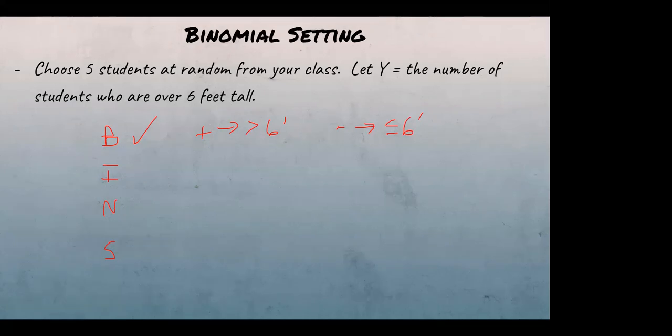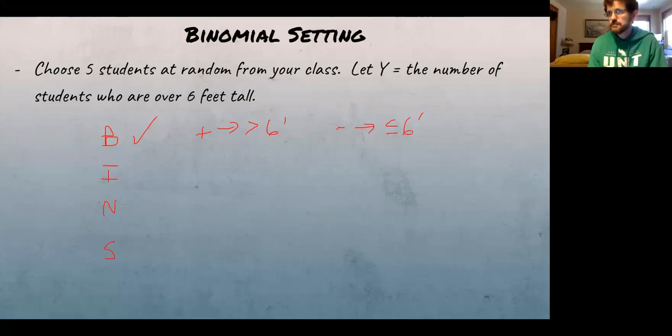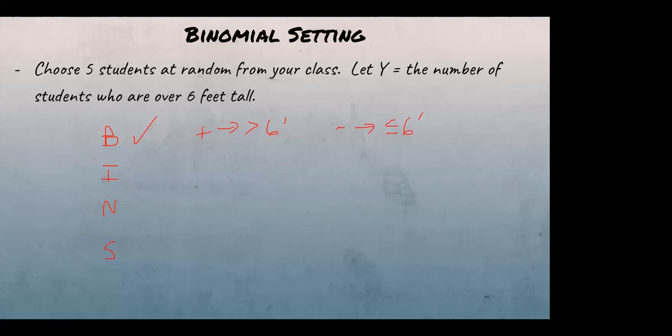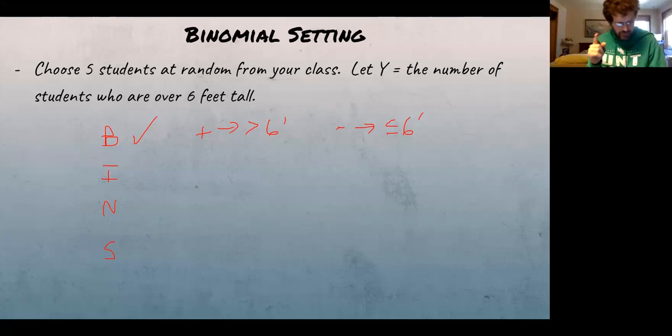I don't think it would be. Okay, why not? Because the probability of choosing a student who is over 6 feet tall goes up or down depending on the number of students you choose that are not over 6 feet tall. Okay, there you go. Oh, sorry, I put a check mark. It's not. That's an X.